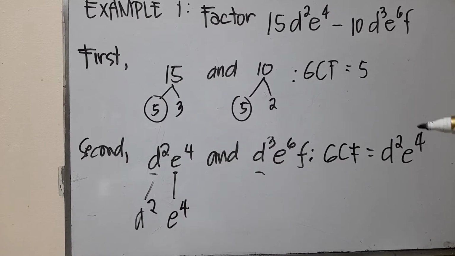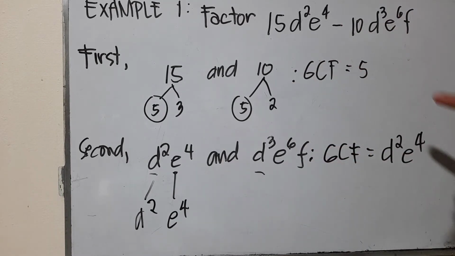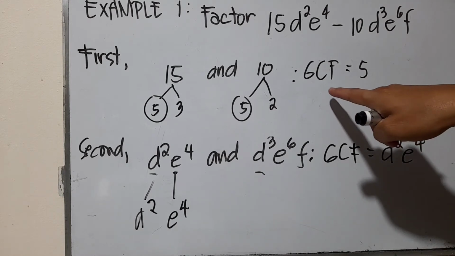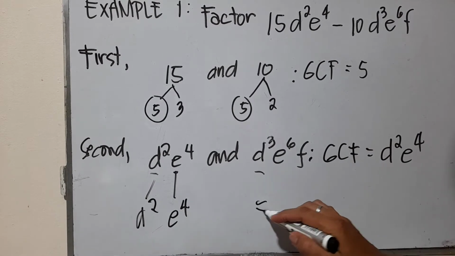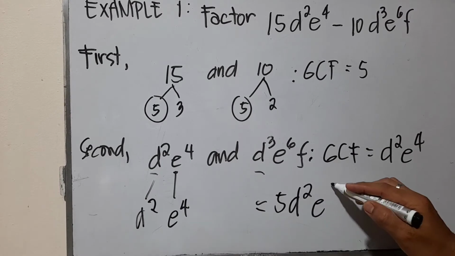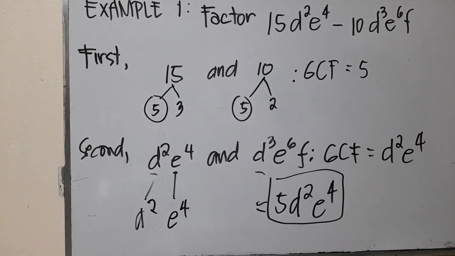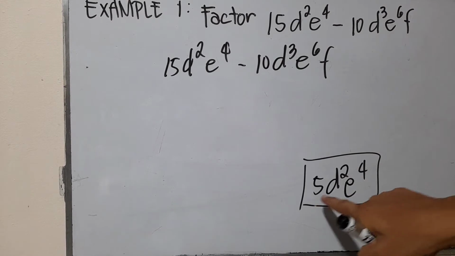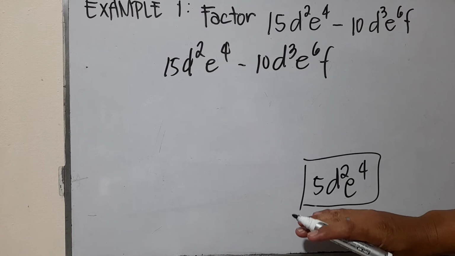Now, to get the monomial factor of this problem, we combine the GCF of the first, the numerical coefficients, and the GCF of the second, the literal coefficients. So we have 5d squared e to the 4. This is our common monomial factor. Since 5d squared e to the 4 is our greatest common factor.